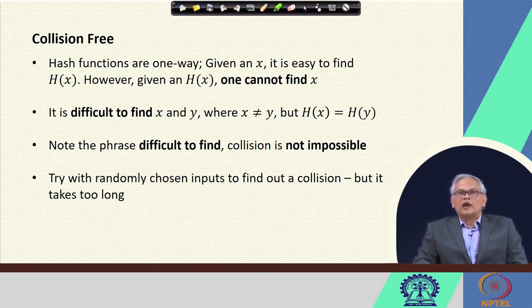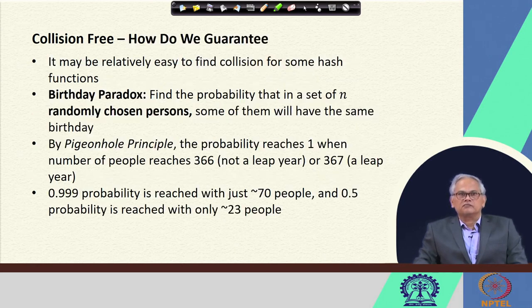If we want to randomly choose inputs to find out a collision, we can try that out a very large number of times, but it will take too long to actually get back two digests which are the same for two different messages. So, how do we guarantee this property of collision freeness? For some hash functions it might be pretty easy to find collisions.